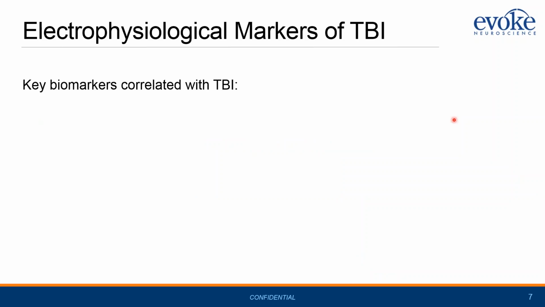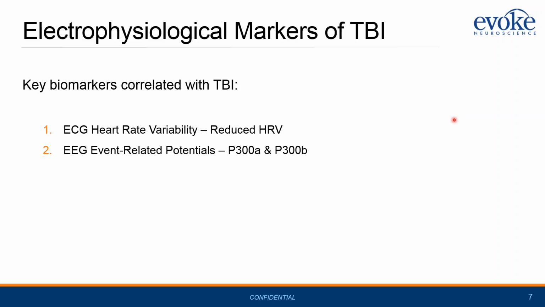All right, so a quick review of the key biomarkers correlated with TBI we'll be talking about today. First up is ECG heart rate variability. We're going to be keeping an eye out for reduced heart rate variability. Now, if you're not familiar with HRV, worry not. We're going to go into detail on it, explaining what the metrics are, why we care about it for our patients with possible TBI.